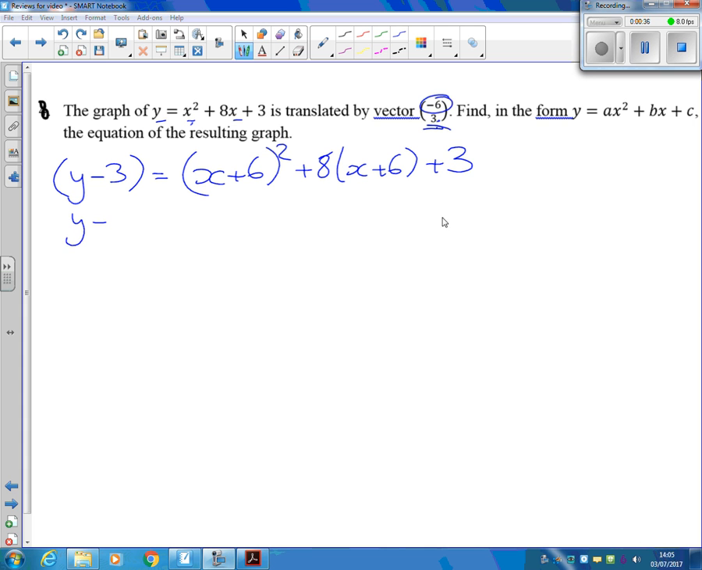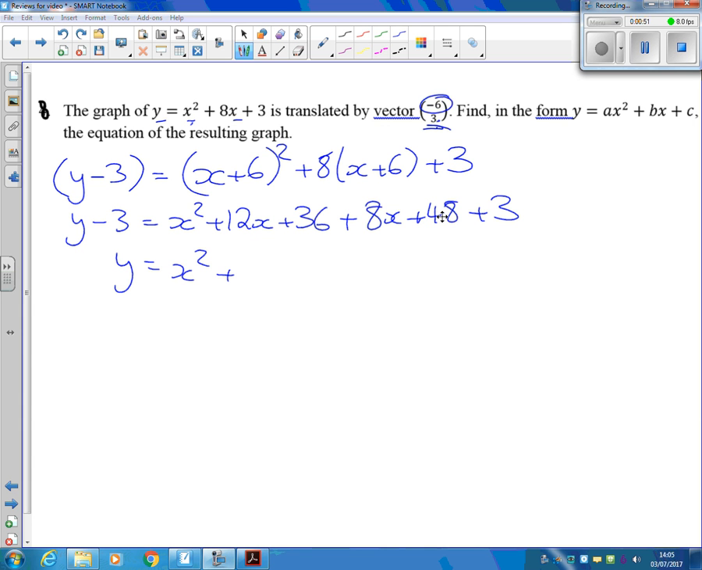Now I'm going to have to multiply all of that out, so I've got x squared plus 12x plus 36, multiplying that bracket, 8 of those as well, and we add 3 on the end. Altogether now I've got an x squared, I've got 20 x's there, and all of these numbers here, so I've got 36, there's another 6 there, that's 42, and that makes 90. So I've got x squared plus 20x plus 90.